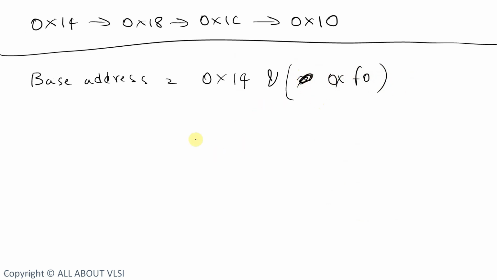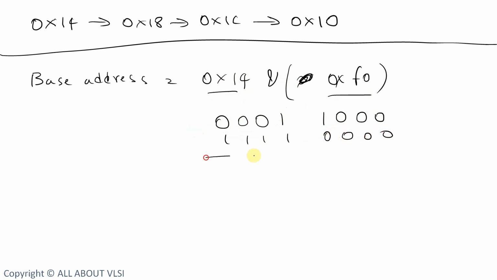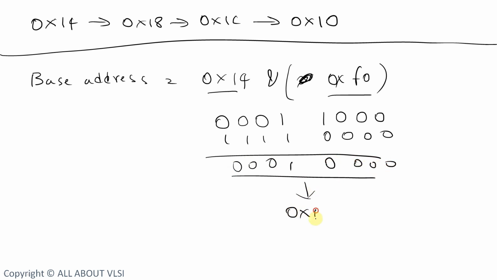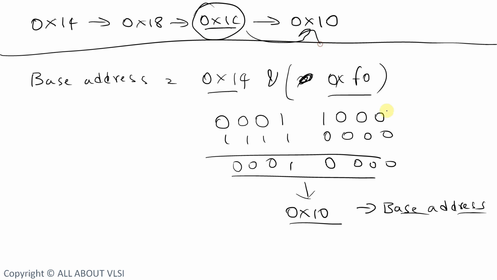Now, if we perform the AND operation between these two, that is 0 0 0 1 1 0 0 0, and 1 1 1 1 0 0 0 0, which is nothing but 1 followed by all zeros, 0 0 0 1 0 0 0 0. This value is nothing but 0x10. So this is the base address we should go back to when we are reaching our WRAP boundary. So here also we can see after reaching this WRAP boundary, we are going to 0x10.